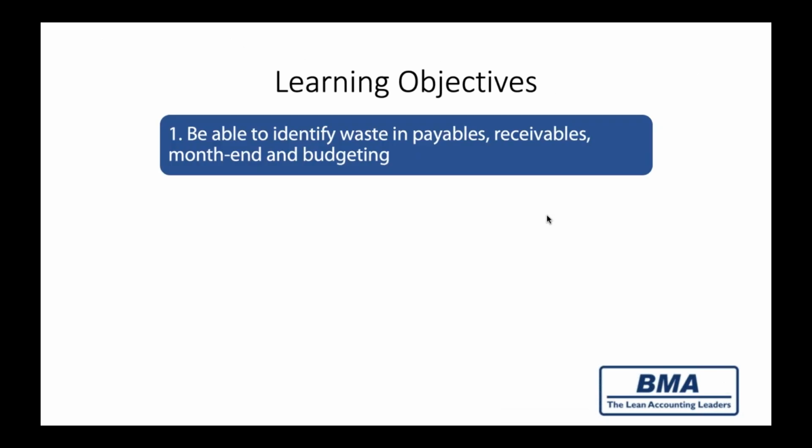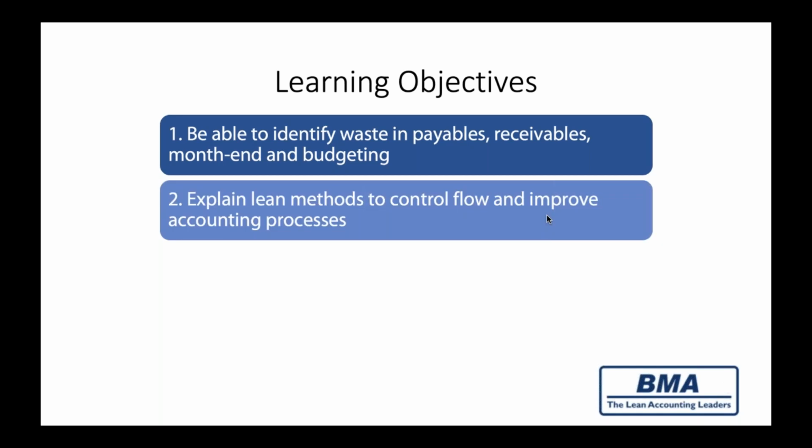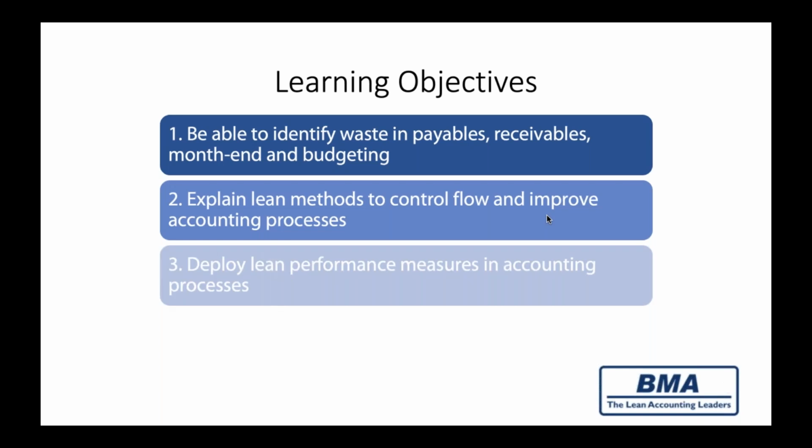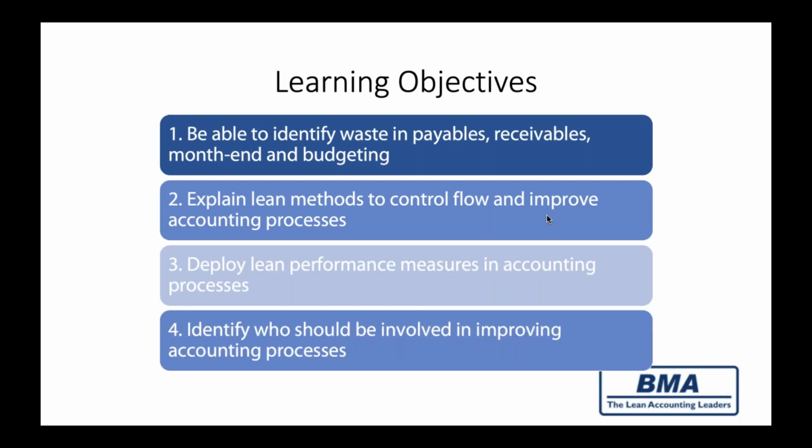What are we going to do today? What I want you to learn today is how to identify waste in payables, receivables, month-end, and budgeting. I want you to be able to explain how basic lean methods and practices can be used to control the flow and improve accounting processes. How do you deploy and use lean performance measurements in accounting processes? And finally, who should be involved in improving accounting processes?